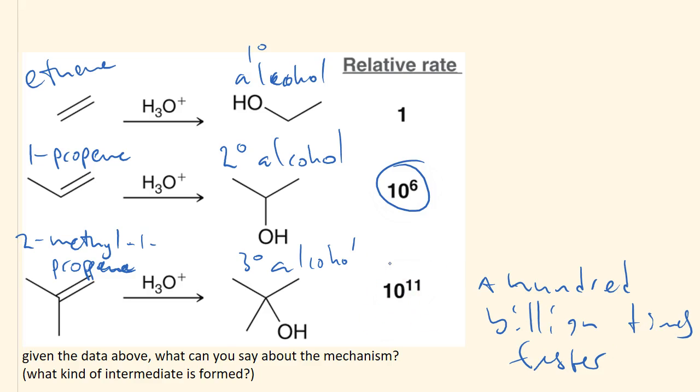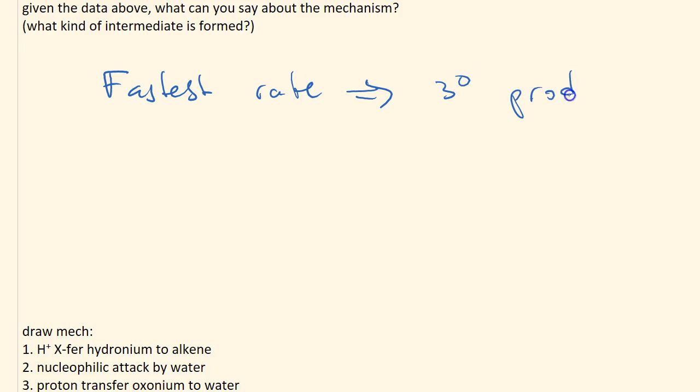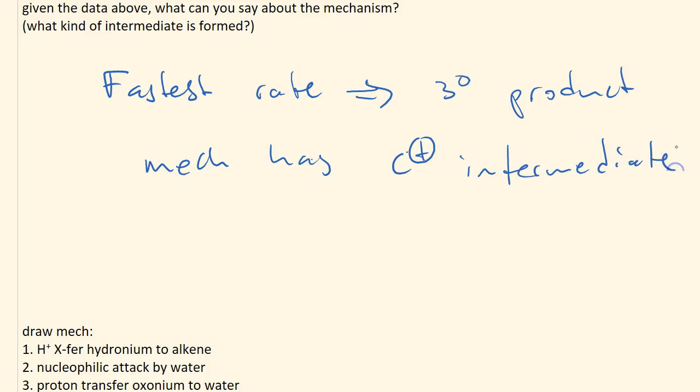Way faster, right? So looking at that rate data, what can we say about the mechanism, i.e. what kind of intermediate is formed? And to answer that, since the fastest rate is what we get when we have a tertiary product, we can be pretty sure that the mechanism has a carbocation intermediate, which is in fact true. So let's draw the mechanism for one of these reactions.